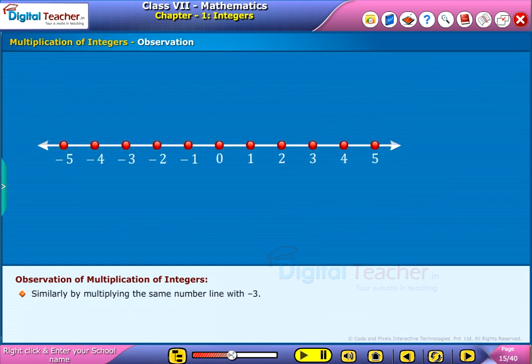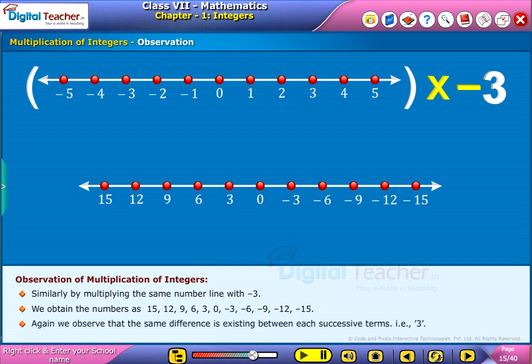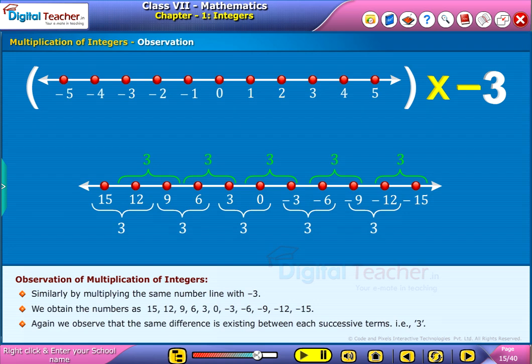Similarly, by multiplying the same number line with -3, we obtain the numbers as 15, 12, 9, 6, 3, 0, -3, -6, -9, -12, -15. Again, we observe that the same difference is existing between each successive terms, that is 3.